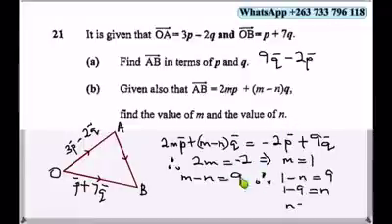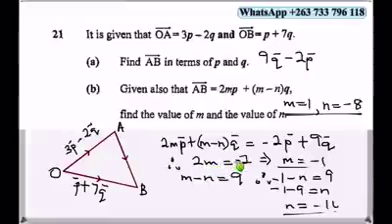So here you can see that 2m is equal to minus 2, then we divide both sides by 2, then minus 2 divided by 2 is equal to minus 1. So my value of m is equal to minus 1. Then m minus n is equal to 9.